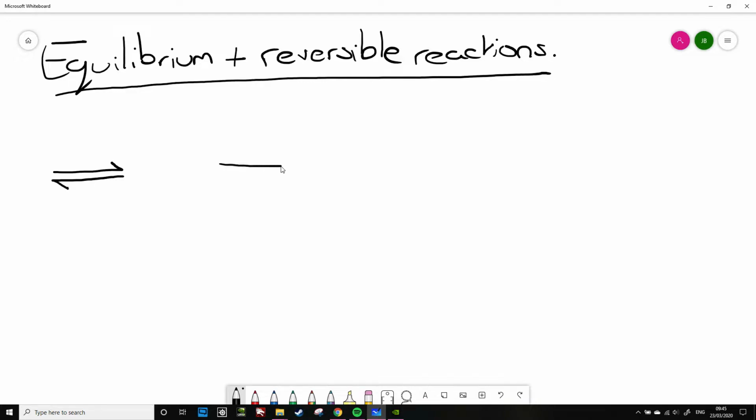Furthermore, the size of the arrow is also important. This is implying the forward reaction is far more present than the backwards reaction, and in this example, the back reaction is far more powerful than the forward reaction. Now, reversible reactions come in all shapes and sizes, but not every reversible reaction is an equilibrium reaction, and that's important to note.